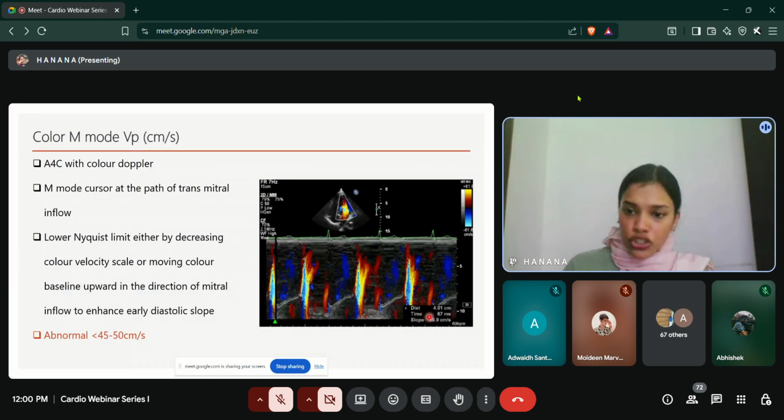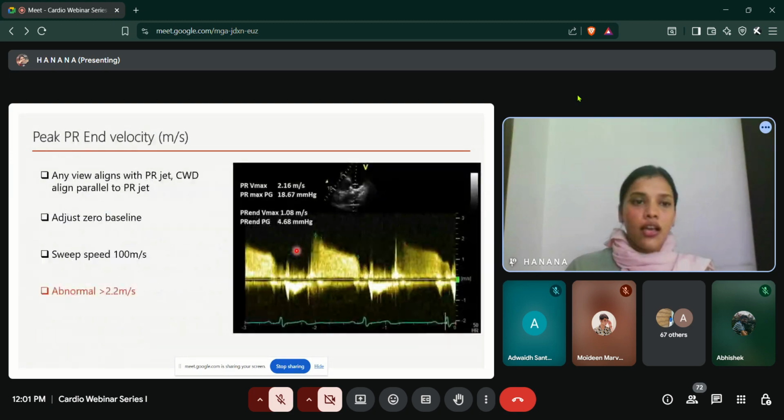Also take care of the distance of this line. This line should have a value greater than 4, in between 4 to 5. So first you take a color Doppler, then you put an M mode and measure from here to here, making sure the distance is greater than 4, and you will get the slope, which is 59. The abnormal value is less than 45. If the value is less than 45, it is abnormal. So here the patient has a normal diastolic function.